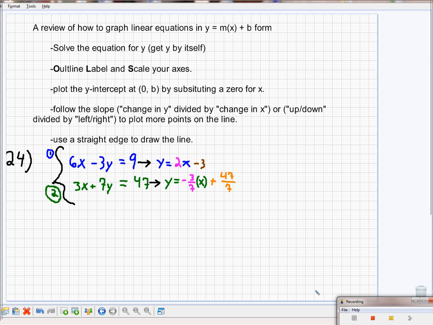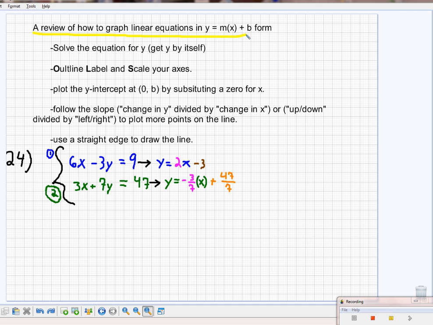Alright, Mr. Claxon's algebra students, what I'm going to review very quickly is how to graph linear equations that are in y equals mx plus b form. There are some of you that might need just a little refresher here. Obviously, you can pause and read all the steps. I'm going to tell you the steps as I say them.